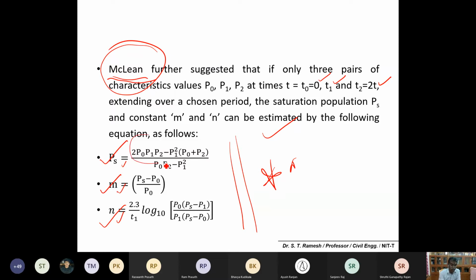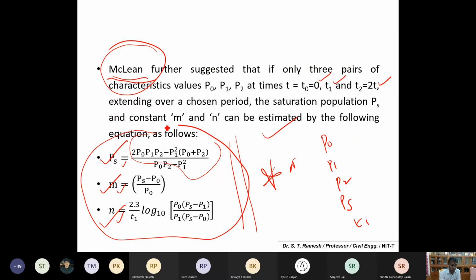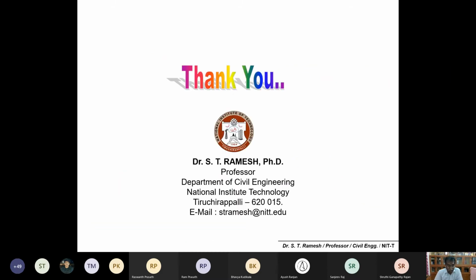All others are known factors. You are already familiar with what P0, P1 and P2 are, what PS is, and what T1 and T2 are. So by using these three, you are able to calculate PS, M and N values. Is it okay? Is it fine?